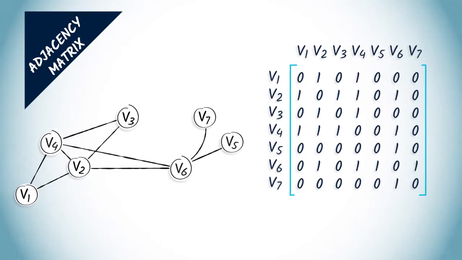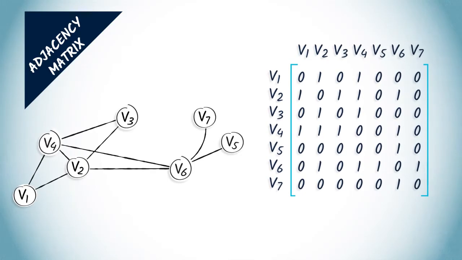Here is an example of a graph and its corresponding adjacency matrix. You should note that the adjacency matrix of a graph is always symmetric. Adjacency matrices can be generalized to take values other than zeros and ones, which allows weighted graphs to be defined.